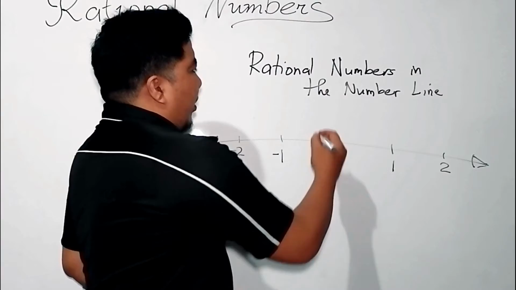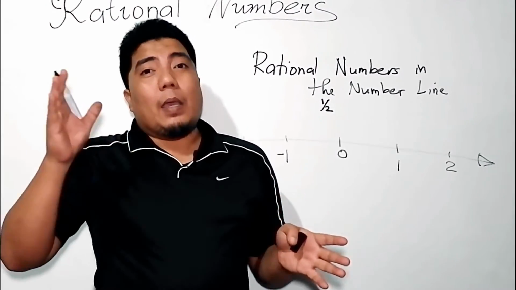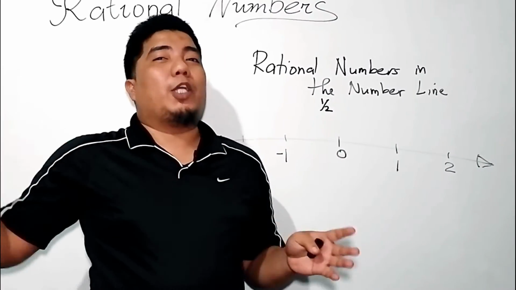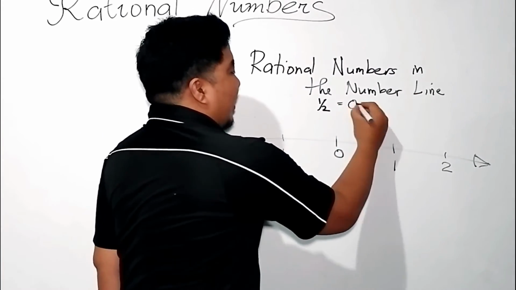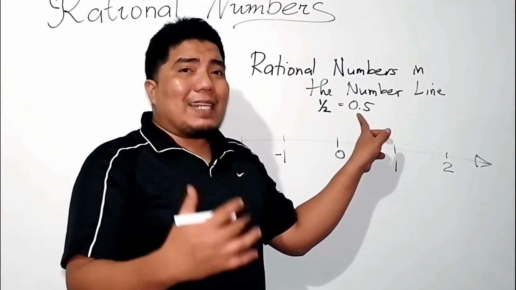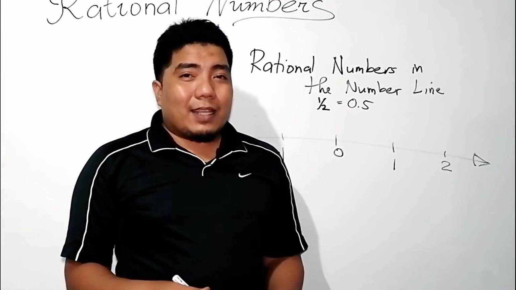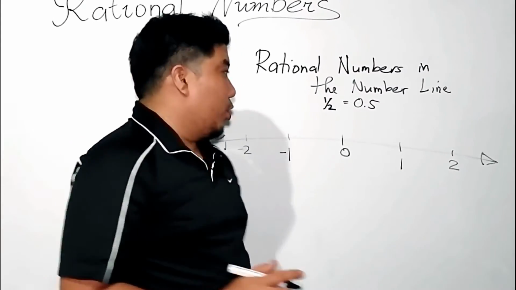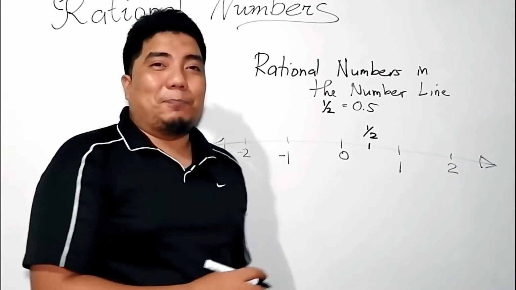Let's consider first 1/2. 1/2 is technically between 0 and 1, the half of 1, right? That is why 1 divided by 2 is 1/2. If you convert 1/2 into a decimal, this is 0.5. In the number line, this is less than 1 but greater than 0, and this is positive. So, technically, 1/2 is just between 0 and 1. Therefore, if this is 0 and 1, 1/2 is located here.